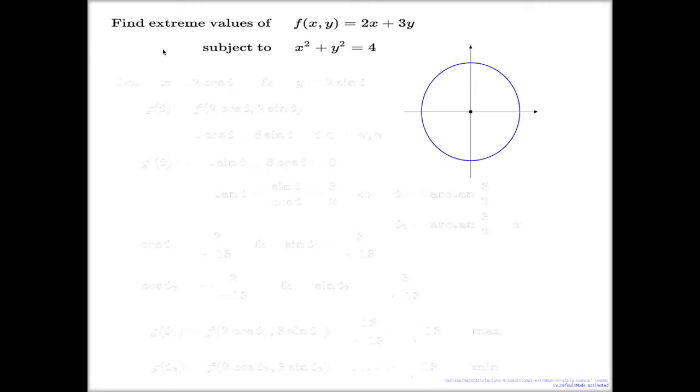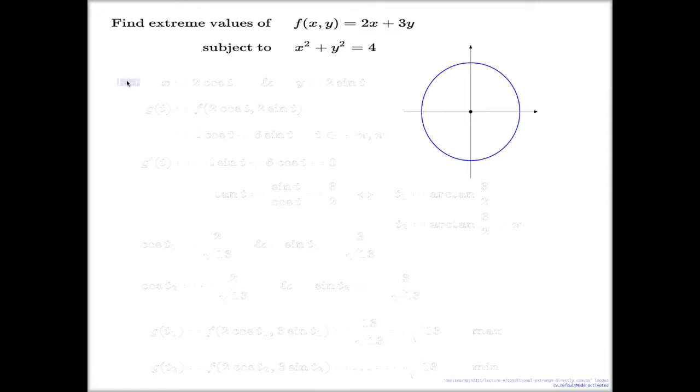Here, the same problem: find the extreme values of the function 2x plus 3y subject to the constraint x squared plus y squared equals 4. We can proceed the way we did with the triangle problem. We can parameterize the boundary. In this problem, it's a perfect case to do that because a circle has a very beautiful, symmetric, and nice parameterization.